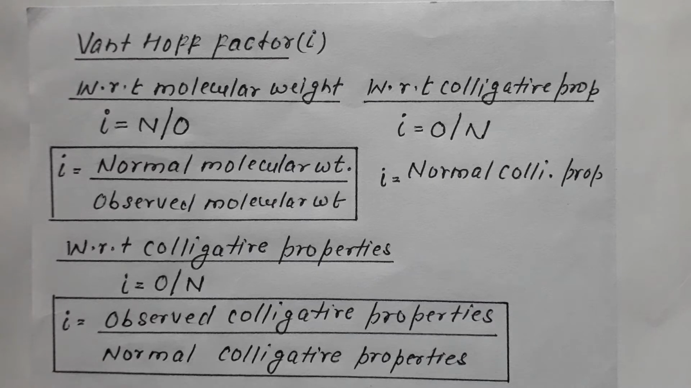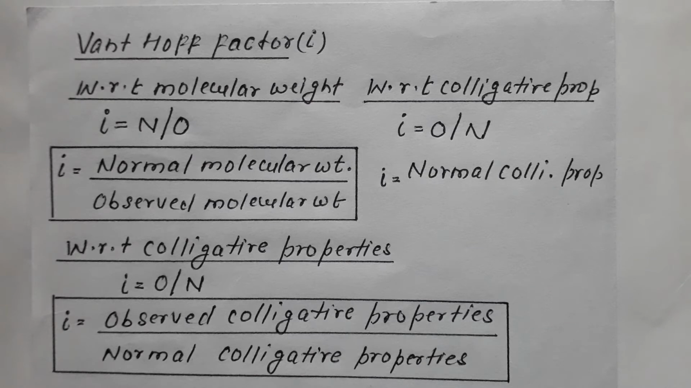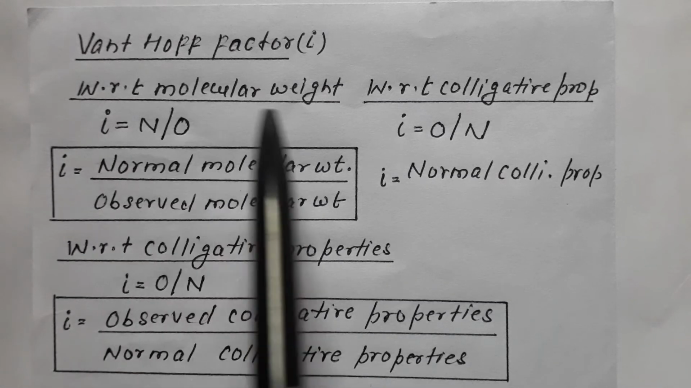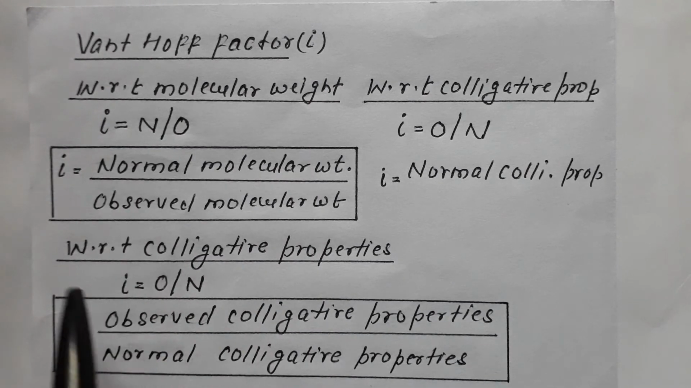I have already discussed in the previous video how the Van 't Hoff factor is calculated, expressed, and what its importance is. Again I'm doing it. Now we are discussing it with respect to associating particles. In the previous video I dealt with the Van 't Hoff factor with respect to dissociating substances. Briefly, the Van 't Hoff factor i is equal to N by O with respect to molecular weight, normal upon observed. With respect to colligative property, it is O by N, observed colligative property upon the normal colligative property.